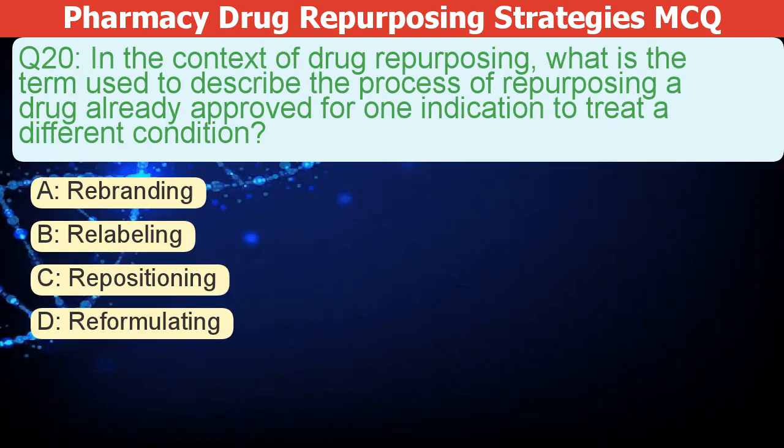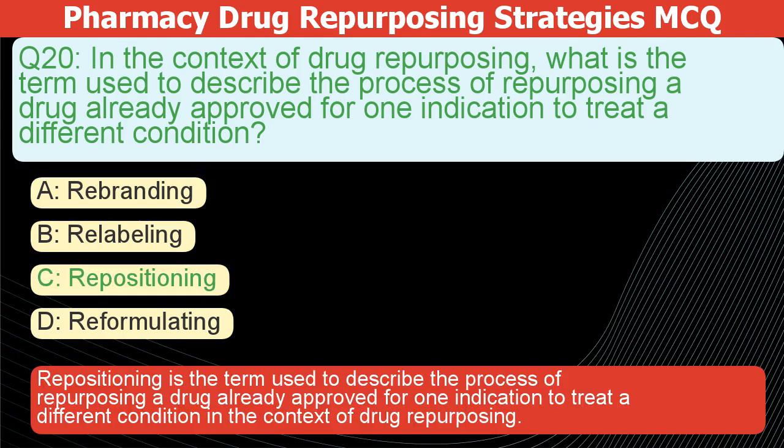In the context of drug repurposing, what is the term used to describe repurposing an already approved drug for a different condition? A. Rebranding. B. Relabeling. C. Repositioning. D. Reformulating. The correct answer is C. Repositioning is the term used to describe the process of repurposing a drug already approved for one indication to treat a different condition in the context of drug repurposing.